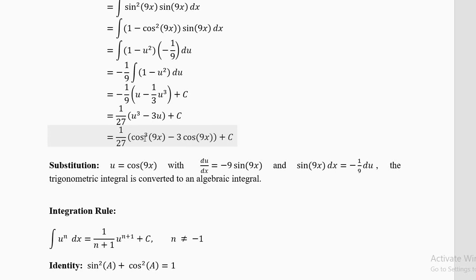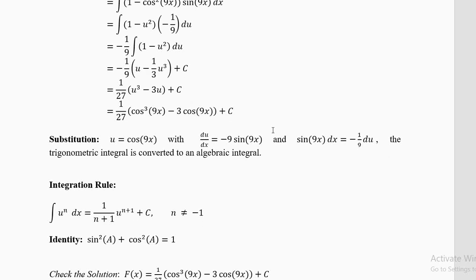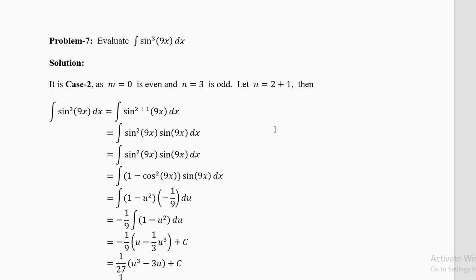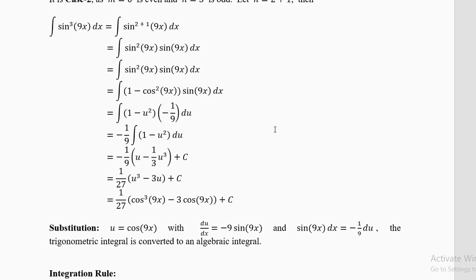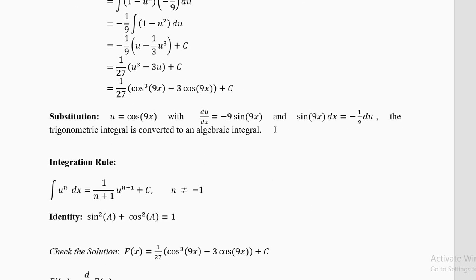Put back the value of u, it is cosine 9x. Your answer is over here, and 9 into 3 is 27. You can see it yourself. The answers for sine cube and cosine cube are very similar. They are different but similar. The steps are also similar.